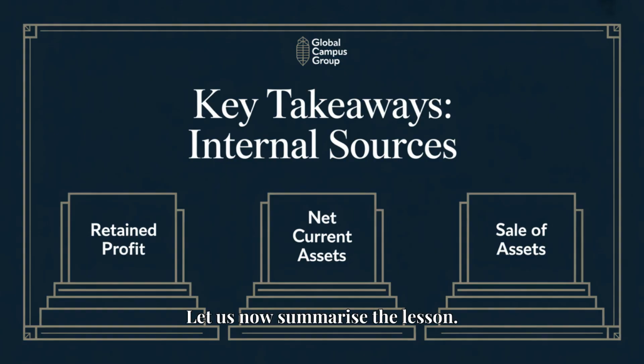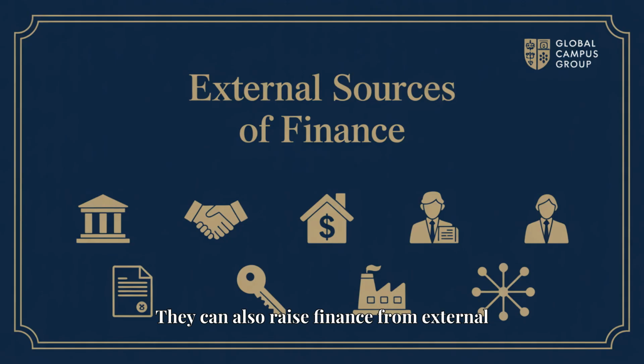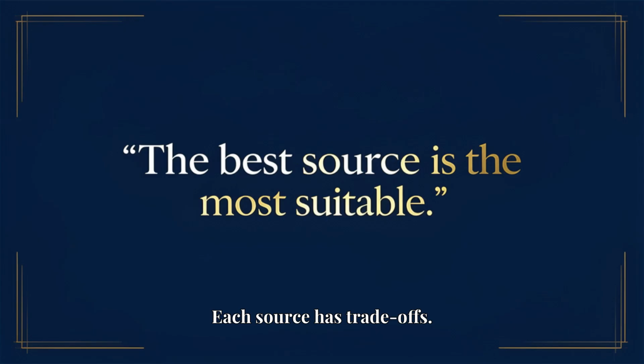Let us now summarize the lesson. Businesses can raise finance from internal sources such as retained profit, net current assets, and sale of assets. They can also raise finance from external sources such as loans, crowdfunding, mortgages, venture capital, hire purchase, leasing, and trade credit. Each source has trade-offs. The most important idea is this: the best source of finance is not always the cheapest or the fastest. It is the one that is most suitable.